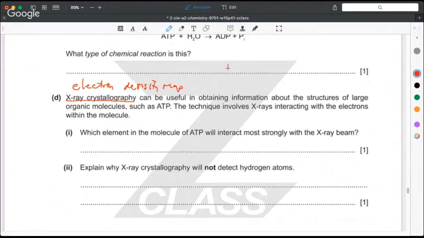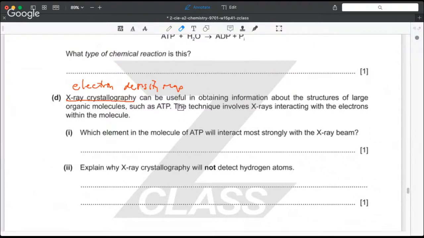So for example, if you did an electron density map of benzene, I've got to draw that again. If you did an electron density map of benzene, all right, what you'd actually end up seeing is kind of a hot spot there, there, there, there, and there, because that's where the electrons are around the carbon atom. Yeah, so that would be a kind of hot spot map or X-ray crystallography electron density map of a benzene ring. But we're not doing the electron density map of a benzene ring, we're doing the electron density map of ATP.